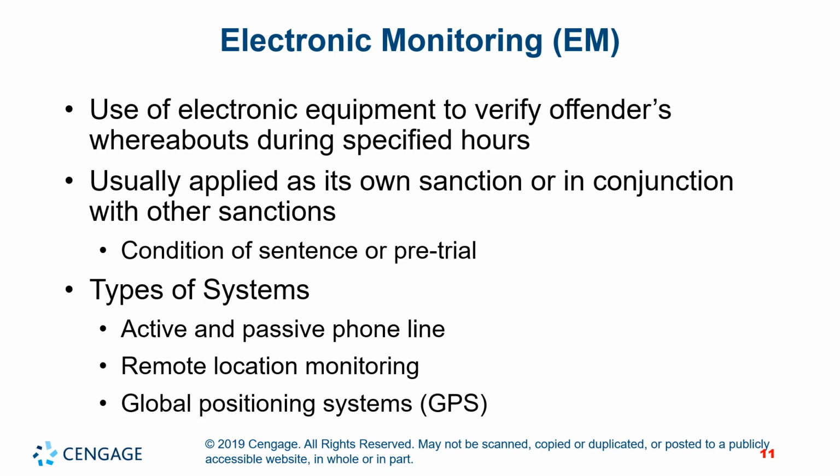Now let's talk about EM, which is electronic monitoring. The use of electronic equipment to verify an offender's whereabouts during specified hours is the ultimate goal of electronic monitoring. It's usually applied as its own sanction, or sometimes it can be in conjunction with other sanctions. It can also be considered a condition of sentence or pretrial. And there are different types of systems. There are active and passive phone line systems, remote location monitoring, and also GPS or global positioning systems.